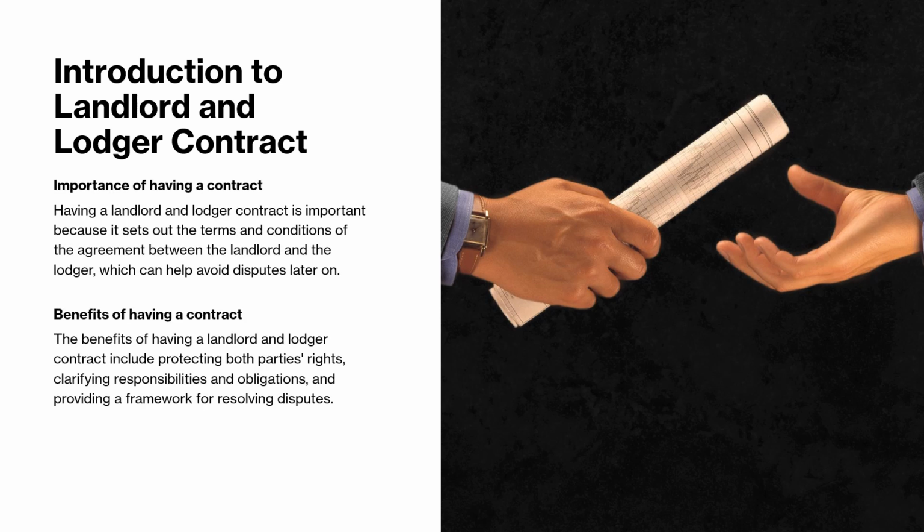Introduction to landlord and lodger contract. Importance of having a contract. Having a landlord and lodger contract is important because it sets out the terms and conditions of the agreement between the landlord and the lodger, which can help avoid disputes later on. Benefits of having a contract. The benefits include protecting both parties' rights, clarifying responsibilities and obligations, and providing a framework for resolving disputes.